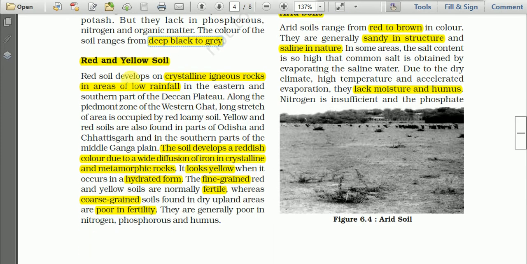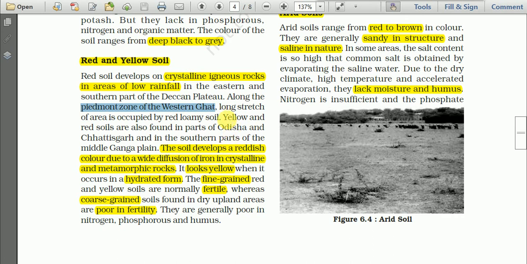Next we have red and yellow soil. Red soils develop on crystalline igneous rocks in areas of low rainfall. Remember, red soils are developed on hard igneous rocks in areas of low rainfall in the eastern and the southern part of Deccan Plateau, along the Piedmont zone of Western Ghat. Piedmont zone means foothills of the Western Ghat.